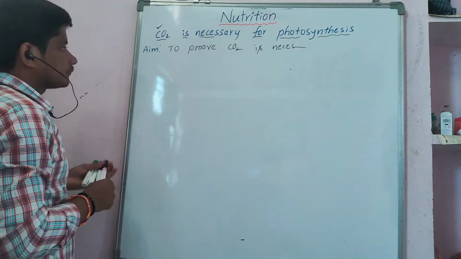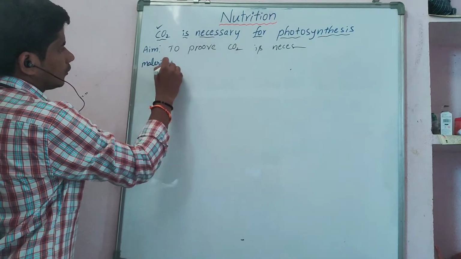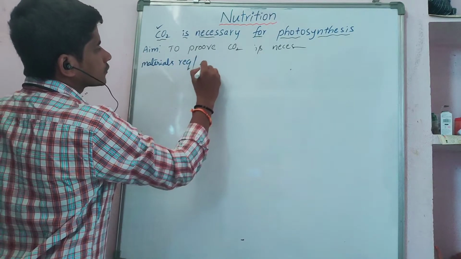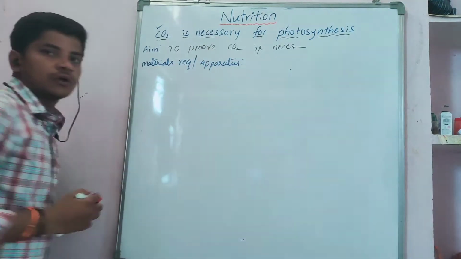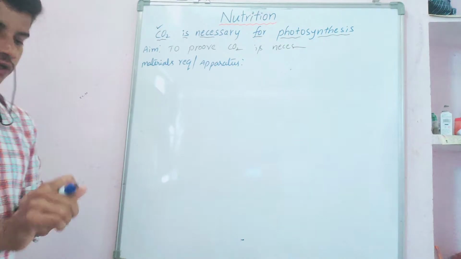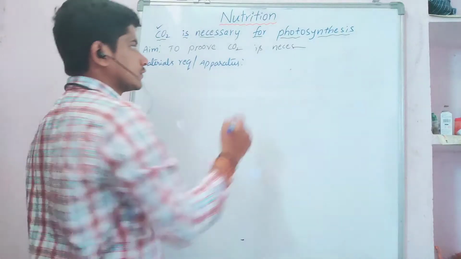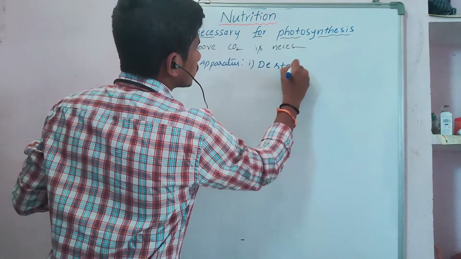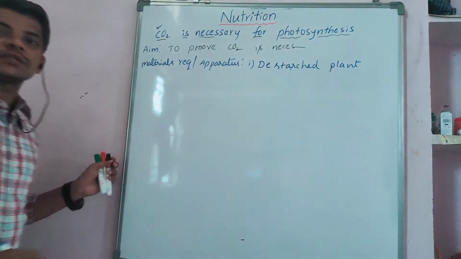Now, the second thing, materials required, very important. The materials required are the apparatus. What are the apparatus we need for this activity? These are the apparatus we use to perform this activity to prove that carbon dioxide is necessary for photosynthesis. First one, the destarched plant. So what is meant by destarched plant?